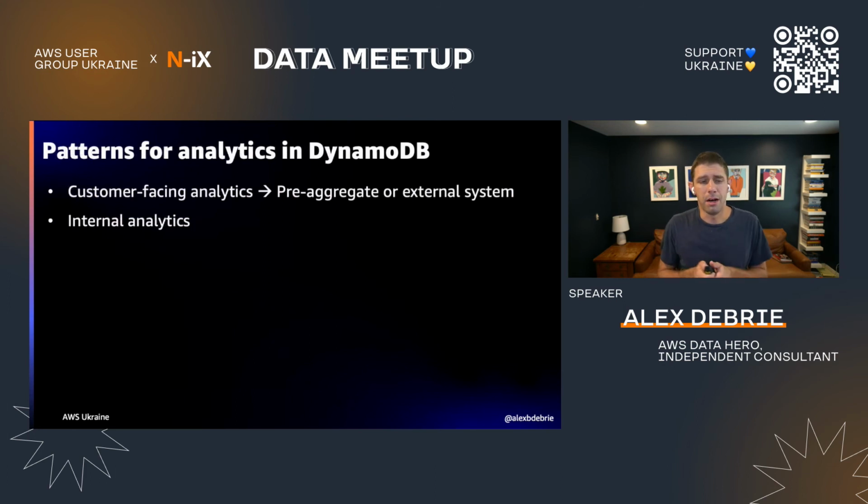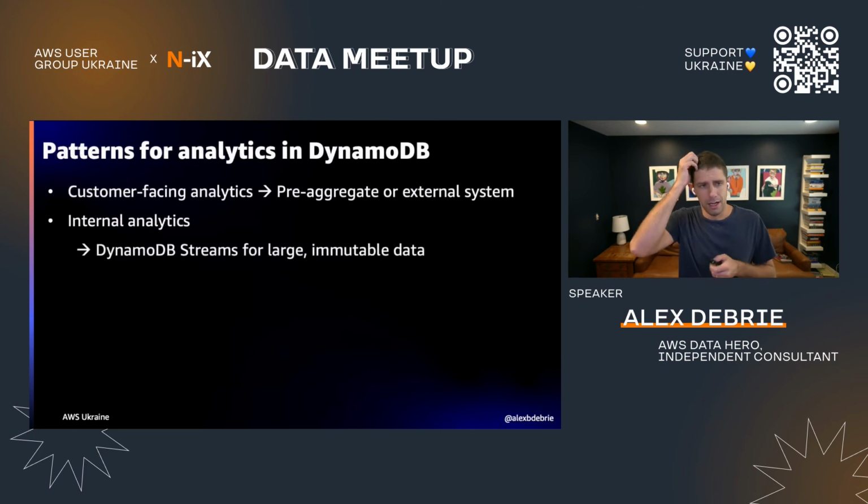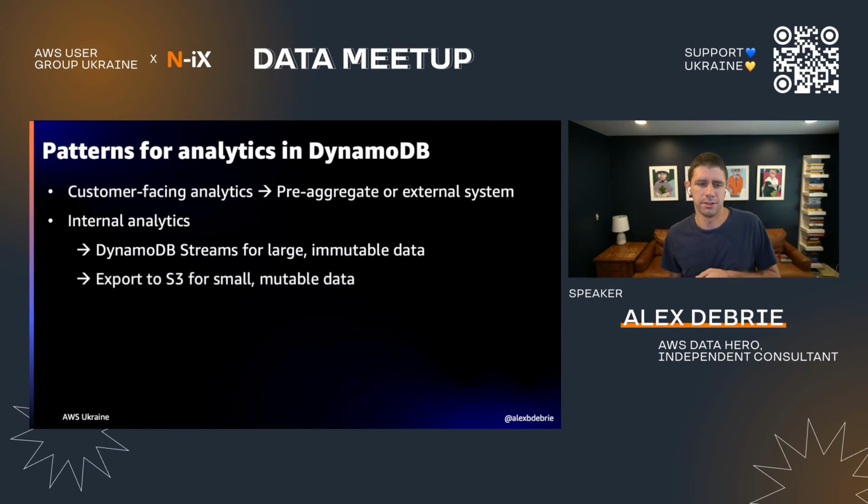And really, it might be a combination of those two, right? But in terms of internal analytics, I generally recommend DynamoDB streams for large immutable data and then exporting to S3 for small mutable data. And which one of those fits for you depends on how price sensitive you are and how real time you want that data. DynamoDB streams can be more real time, where exports can be more batch, a little more out of date. But yeah, you can decide on your needs there.